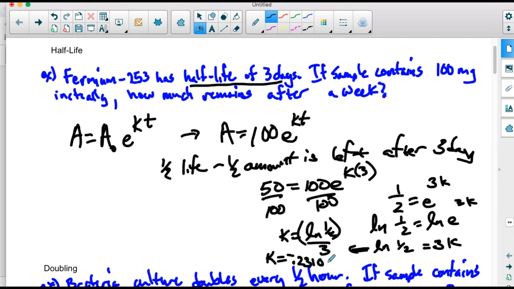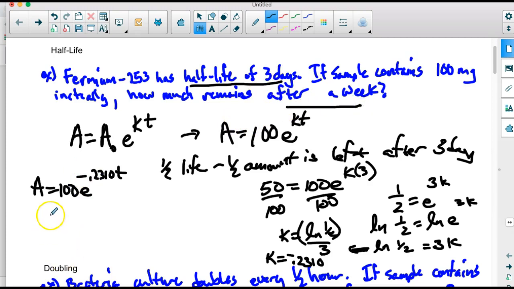4 decimal places. Okay, so my equation then is going to be A equals 100 e to the negative 0.2310 times t. This is my equation for the half-life of this thing. It's actually decaying, or going down, because of the negative in the k value. If this was positive, then it would be growing at that rate continuously.